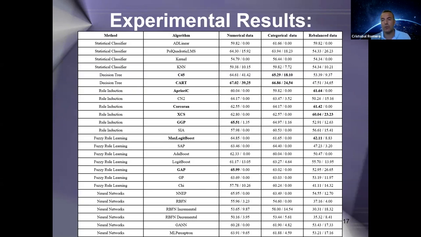And this is the result. This is a very big table in which we can see the results that we obtained. So there are the methods group by group, the name of the algorithm, the result in accuracy, and the other value is the geometric mean in the three data sets: numerical, categorical, and rebalanced. Okay, we can see the next.